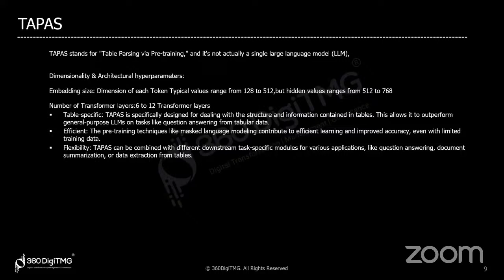So what can we say about TAPAS then? TAPAS is a highly specialized model designed to excel at tasks involving tabular data. Its architecture and training techniques make it particularly effective for understanding and processing tables, allowing it to outperform more general purpose LLMs in these areas. Its ability to efficiently learn from limited data and adapt to different tasks adds to its utility in applications where tables are the primary source of information.